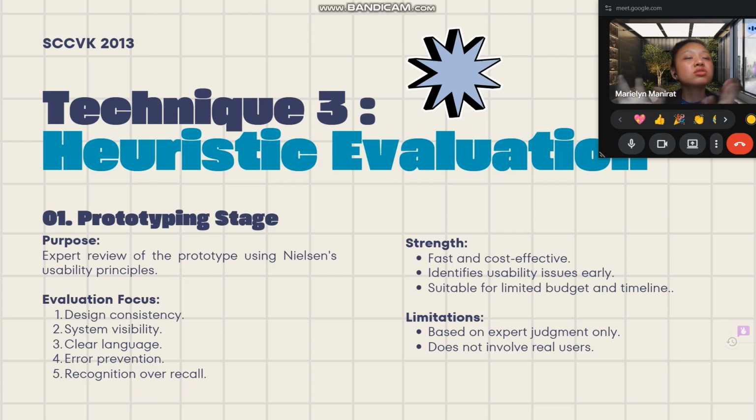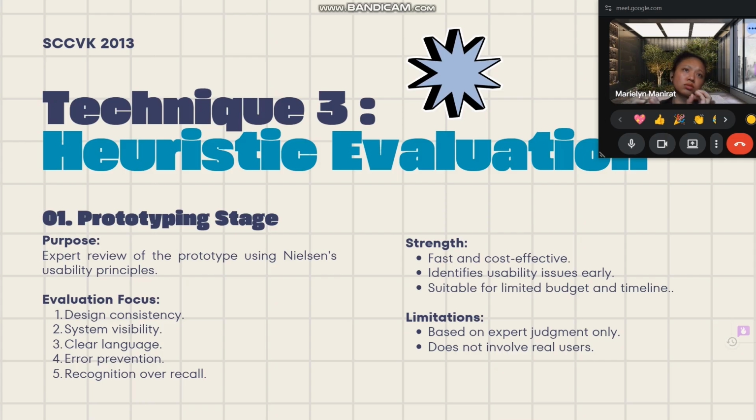The major strength is efficiency, because it allows usability problems to be identified quickly through this technique and at a lower cost, which is ideal for projects with a limited budget and time. However, heuristic evaluation relies on expert judgment most of the time, so it does not involve actual users.